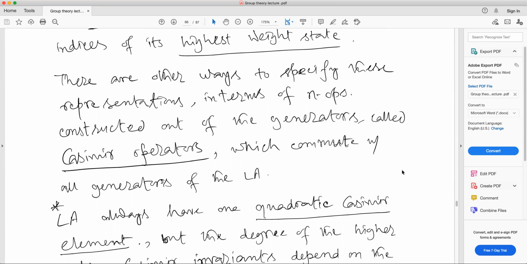Like in angular momentum you have J1, J2, J3, and then you construct something called J square, which is J1 square plus J2 square plus J3 square, and that gives you an invariant quantum number, a good quantum number. Using that you can characterize your state, which is J, and J square commutes with all the generators. So you're familiar with the word Casimir operators. Here the concept is very similar: the Casimir operators commute with all the generators of the Lie algebra.